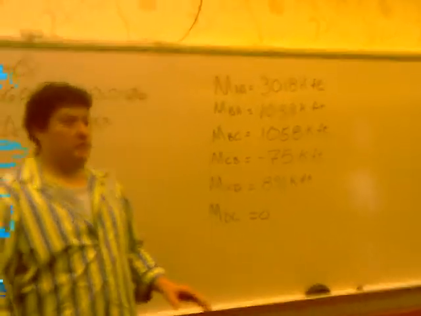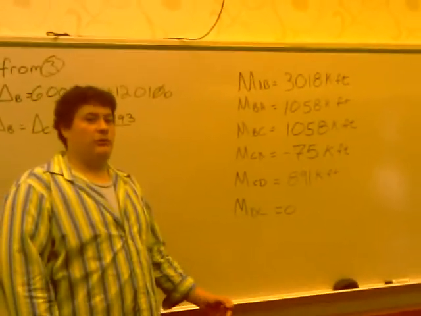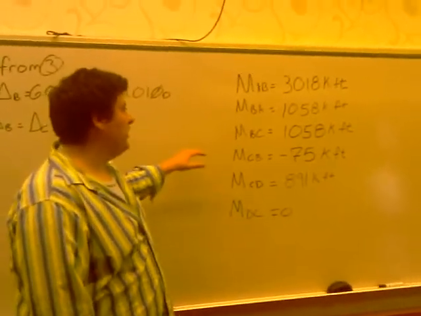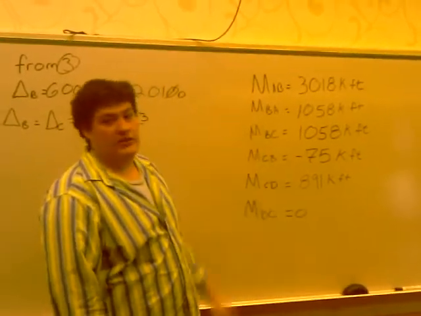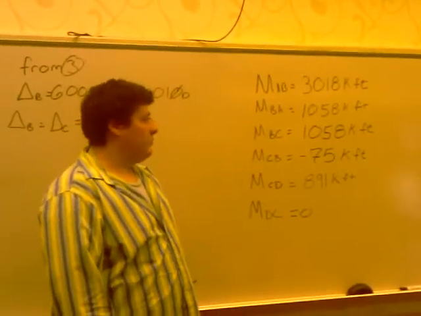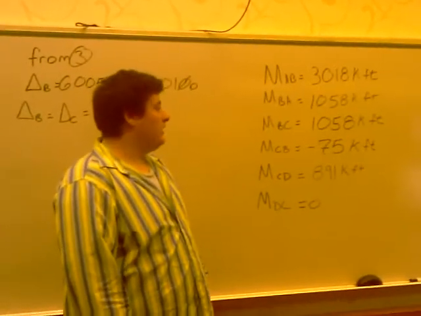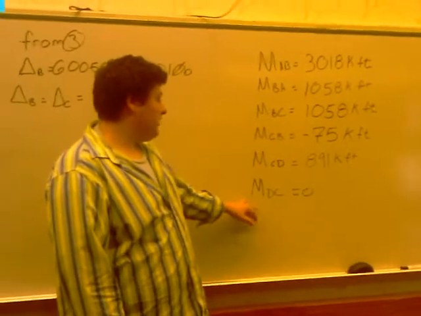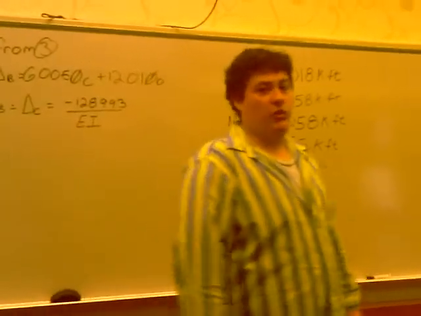Now that we have all these unknowns solved for, you can go back through beam by beam and solve for your moments at each point. When you substitute them back in, you'll find that the moment at AB is 3,018 kip-feet, BA is 1058 kip-feet, and so on and so forth. And for a quick check, you notice that DC is equal to 0 like it was supposed to, so it all worked out pretty good.